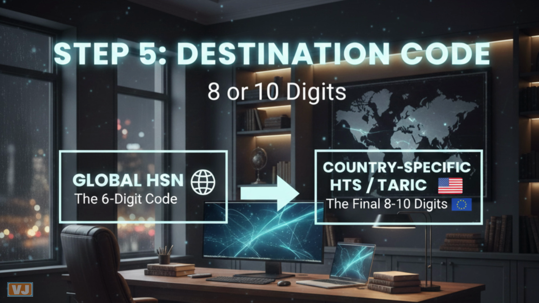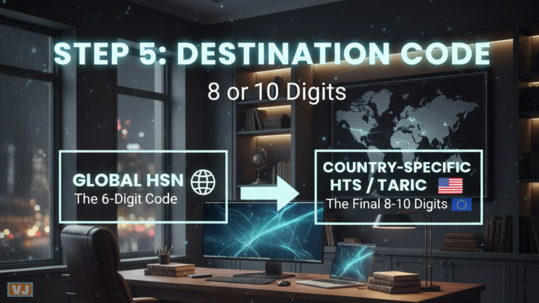Now, in this 5-step classification process, we move to step number 5. That is the destination code, which makes it 8-digit or 10-digit. You must remember that 6-digit code is basically a global HSN code. We have used these 4 steps to find this HSN code, which is applicable in most of the countries. The final 8 or 10-digit classification is very specific to a destination country. For example, it is HTS in US or TARIC in EU.